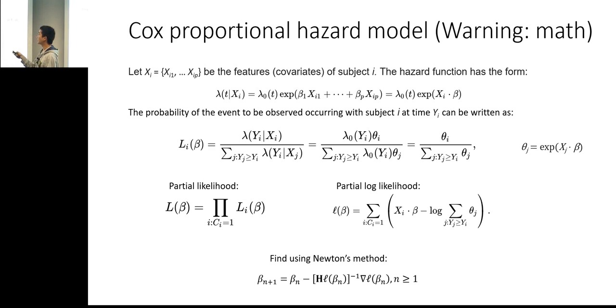You can already tell that this is going to be a relatively simple model in that case. And in the Cox model, you can define a likelihood function here, where Li of beta will tell you the probability of an event occurring for subject i at that time. And with this single likelihood function, you could define a total partial likelihood function, which you can then convert to a partial log likelihood function.